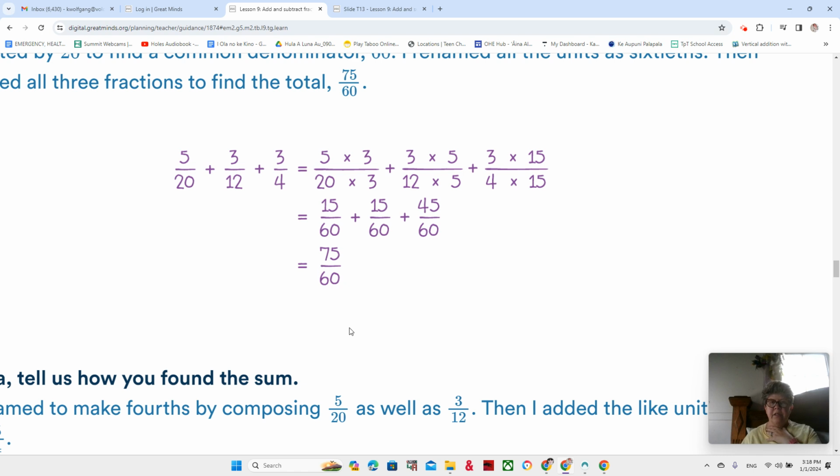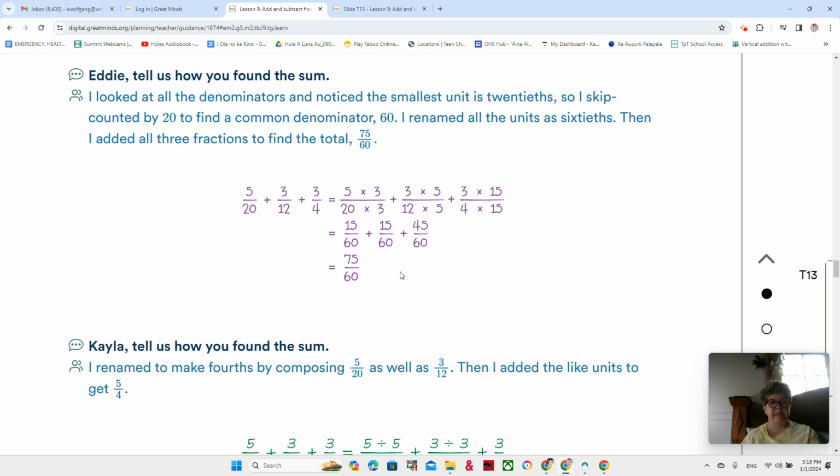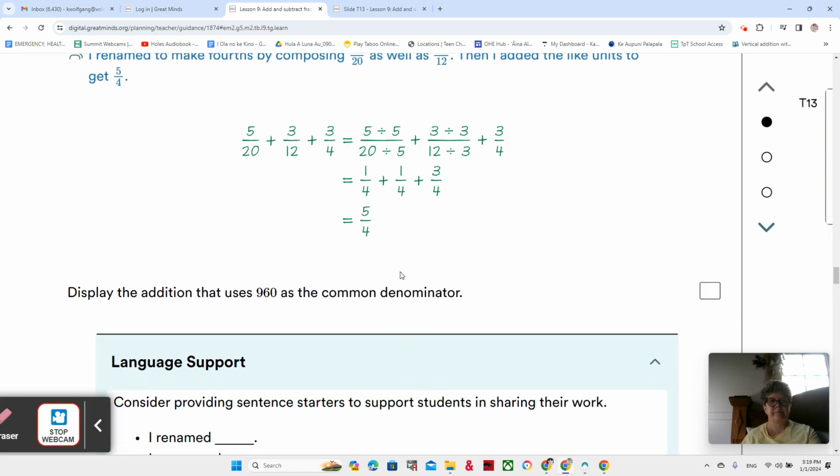Can you imagine what he did there, right? He was thinking of multiples of 20, multiples of 12, right? 12 times 5 is 60. And then multiples of 4 all the way to 15. So, some of you know your 15s, so that's good, but that might have been a little challenging to change them all to 60ths. But yes, we had to change them all to the same denominator to add them together. All right, let's look how another student did it.